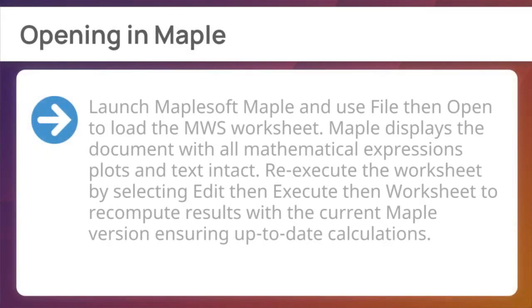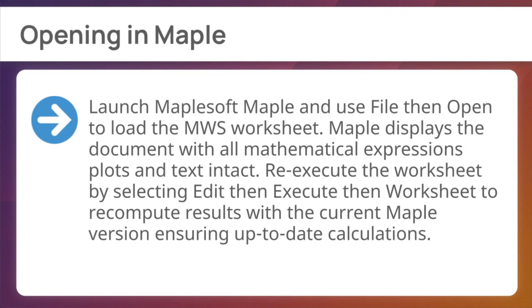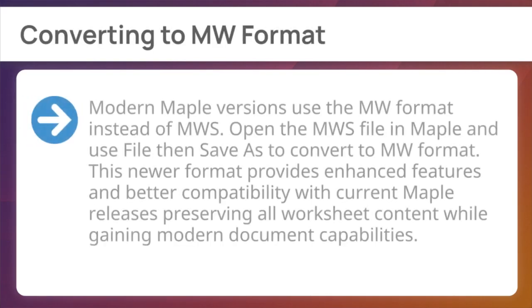First, opening in Maple. Launch Maplesoft Maple and use File then Open to load the MWS worksheet. Maple displays the document with all mathematical expressions, plots, and text intact. Re-execute the worksheet by selecting Edit, then Execute, then Worksheet, to recompute results with the current Maple version, ensuring up-to-date calculations. Next, converting to MW format.